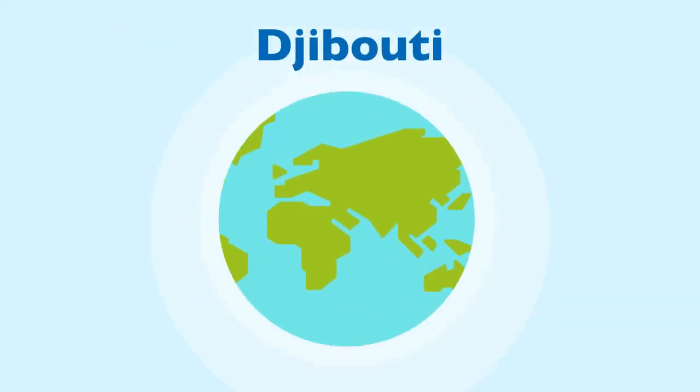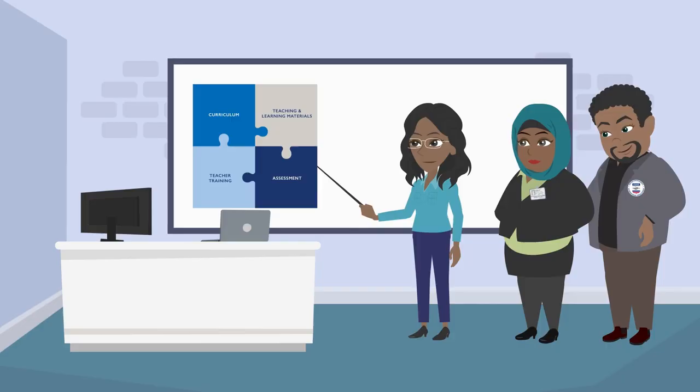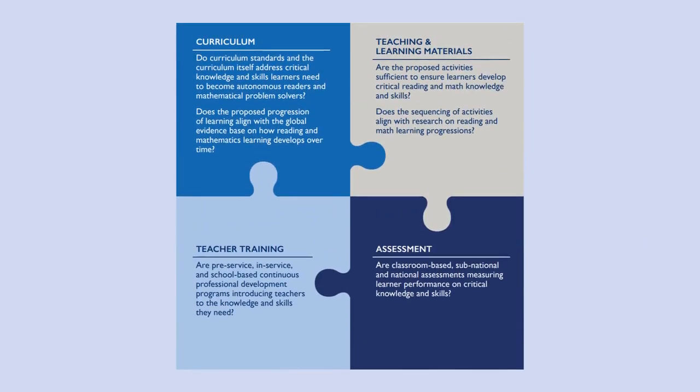Let's look at a specific case from Djibouti. In 2020, the Ministry of Education began developing the country's education sector plan and an early reading program funded by USAID. Key decision makers were educated about the Align process and opted to include it in their design for reading, grades 1 through 5. Ministry representatives and USAID implementing partners chose to focus on all 4 components of the Align process.